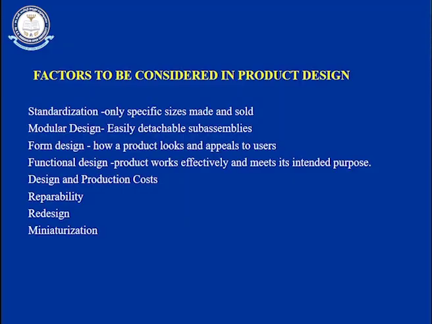Then comes what is known as the form design. Form design is basically how the product appeals to the end users. Functional design is basically related to how effectively the product works, because the product is designed for a particular purpose, how effectively the product is going to work as intended. That is where you need to appreciate the difference between form design and functional design. At the same time, we are also going to factor in the design cost, what is the cost involved in terms of designing the product as well as the production costs.